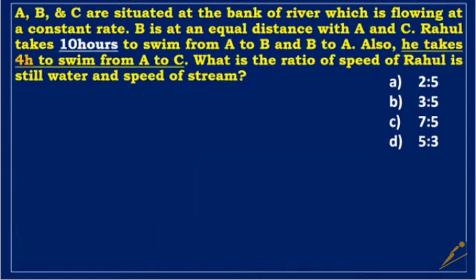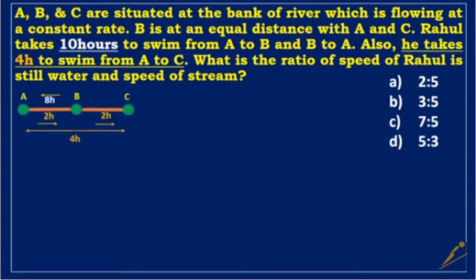Example 3. A, B, and C are situated on the bank of a river which is flowing at a constant rate. B is at an equal distance from A and C. Rahul takes 10 hours to swim from A to B and B to A. He takes 4 hours to swim from A to C. What is the ratio of the speed of Rahul in still water and the speed of the stream?